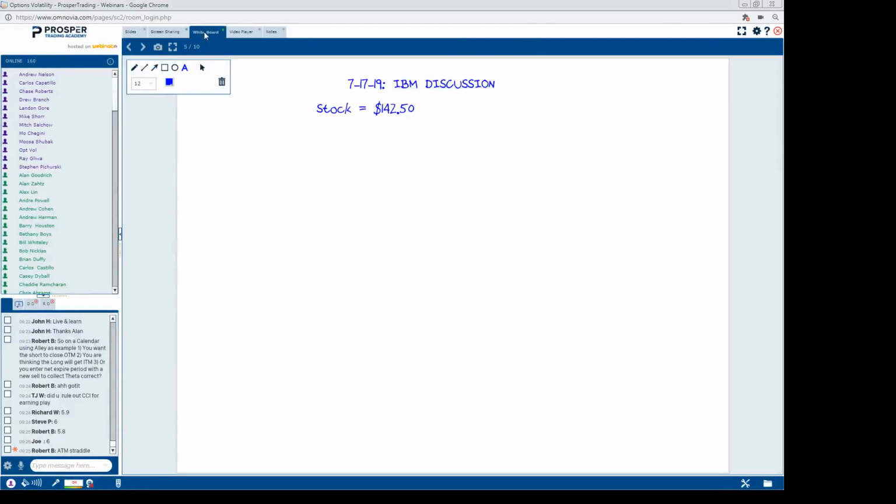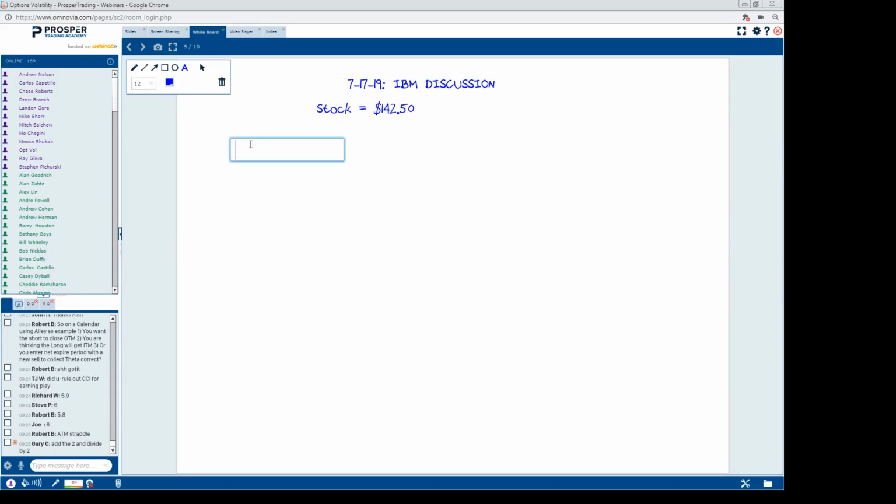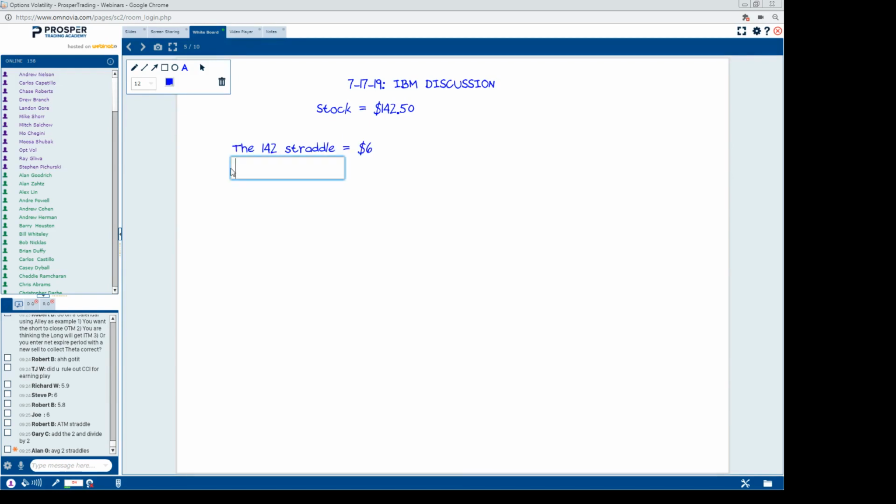Okay, but that's my point. We don't have an at-the-money straddle right now. We're right in between strikes. So the 142 straddle is $6. The 143 straddle is $5.85. Okay, so if we take that, and Alan, just like you just said, it's $11.85 divided by 2, which gives us about $5.93.